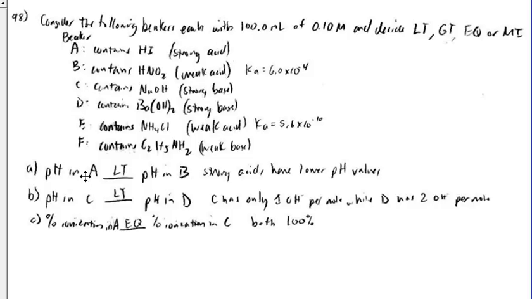Well, in beaker A, you've got a strong acid. In beaker B, you've got a weak acid. So there's a strong acid, there's a weak acid. So the pH in beaker A should be lower because it's got a strong acid. Strong acids have lower pH values.